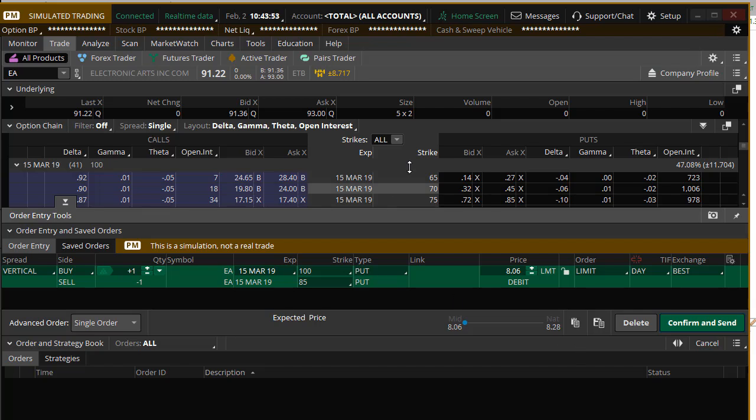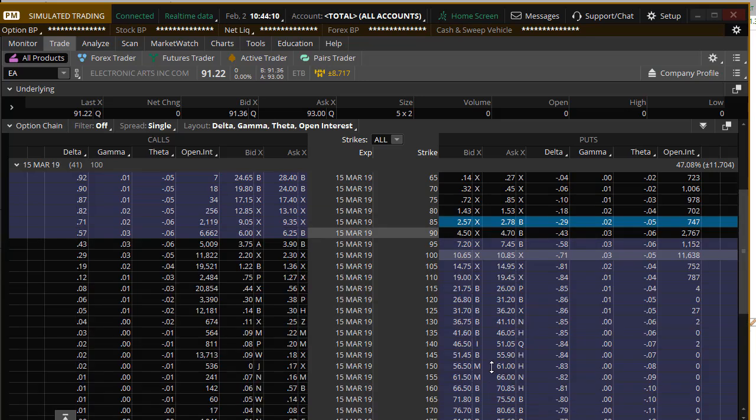And I can do the same legging into the position. If the stock falls, I can let it fall and then sell that put option to enhance the position. Okay, so it doesn't have to be calls. It can be done with puts. Very easily. It's the same mechanics.